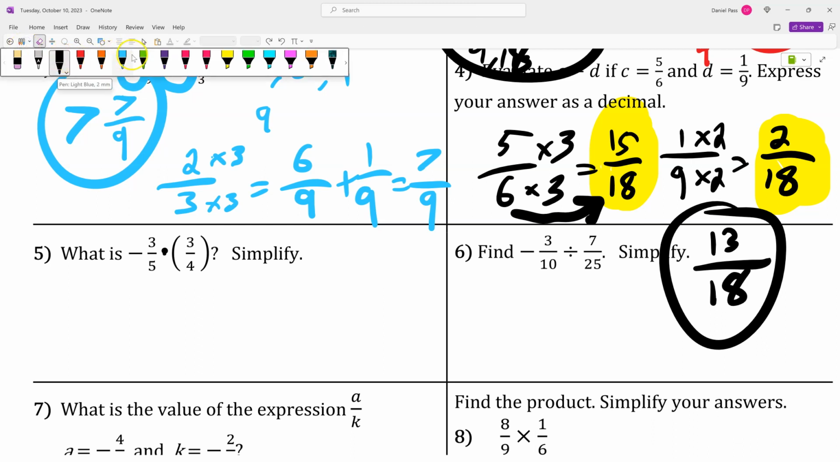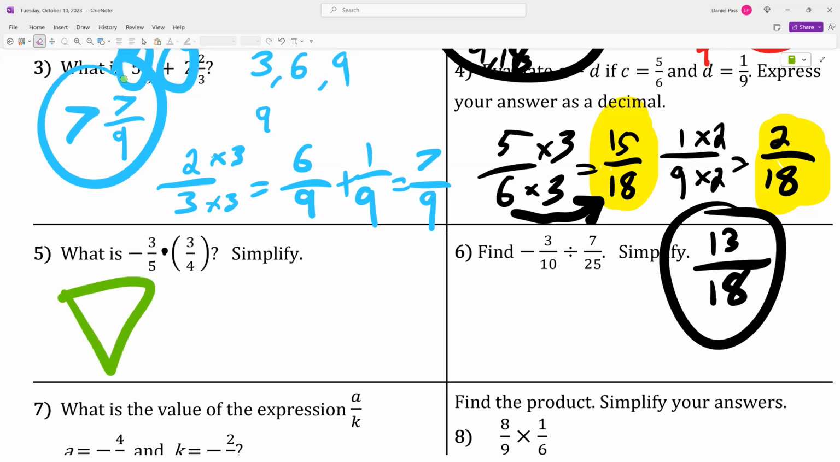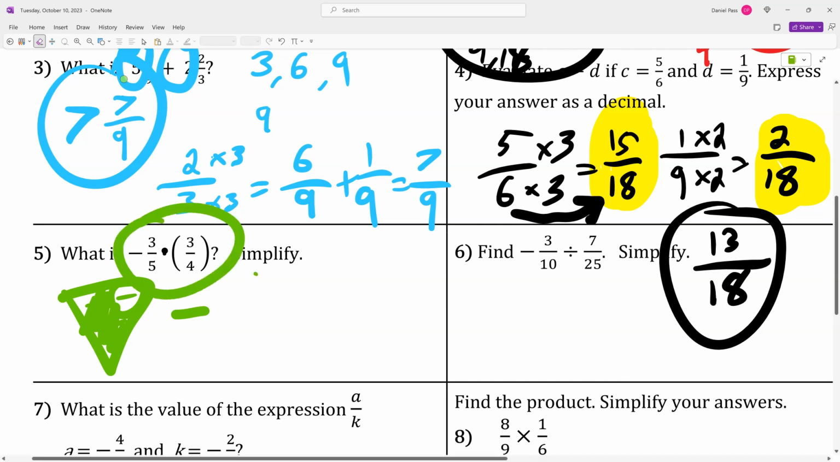First we need to do Dorito Man, because division and multiplication is always Dorito Man. So a negative and a positive makes negative. So we know our answer is negative. How do we multiply them? You just multiply straight across. Don't need to reduce. So just write 3 over 5.